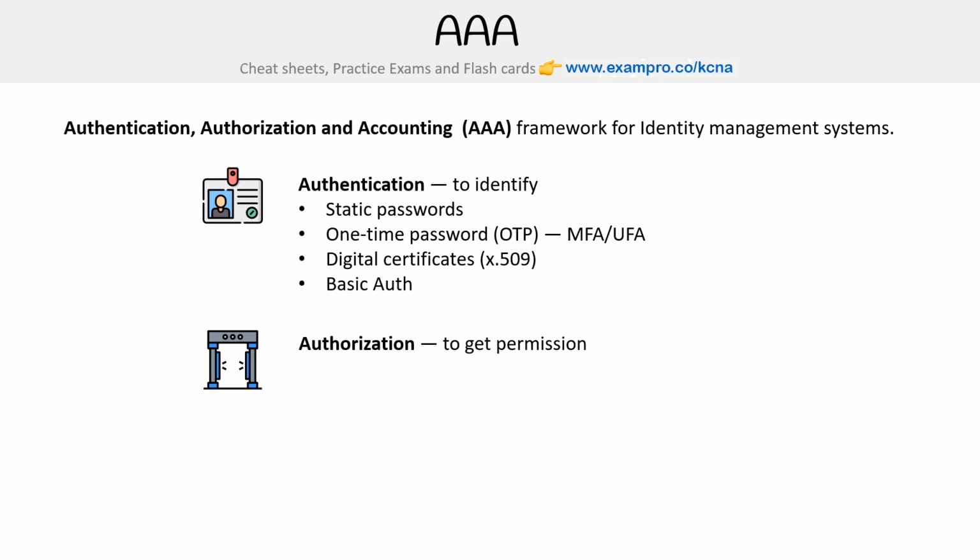We have authorization, so to get permission. We know who you are, but what do you get to access? And in Kubernetes, this is going to be role-based access controls, RBAC. For other things like Azure, it's still role-based access controls, but they might have risk-adaptive policies, so they might factor in a bunch of smart information about your location, the time of day, the device, things like that to determine what you get access to. But for Kubernetes, it's just RBAC, okay?